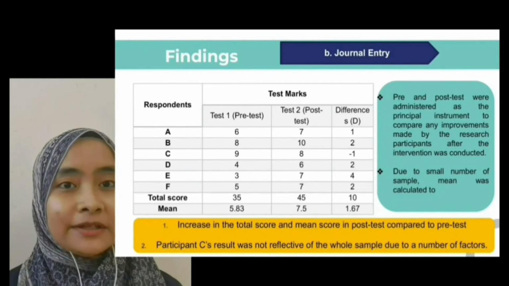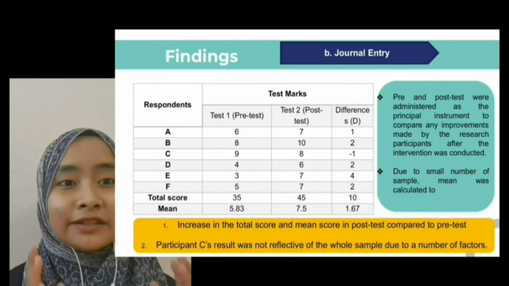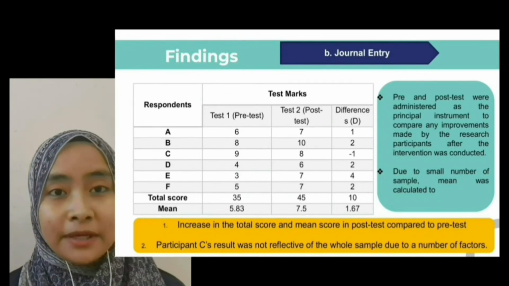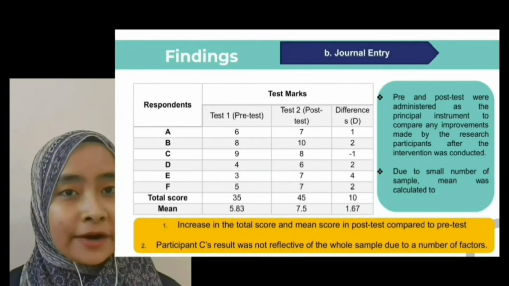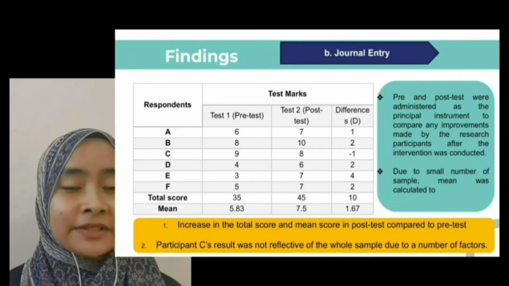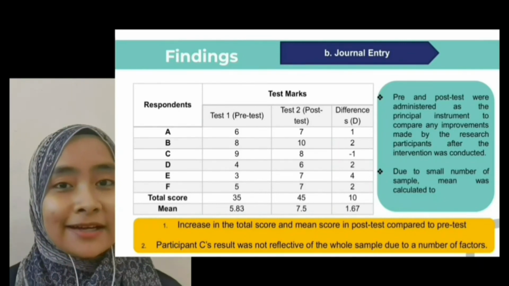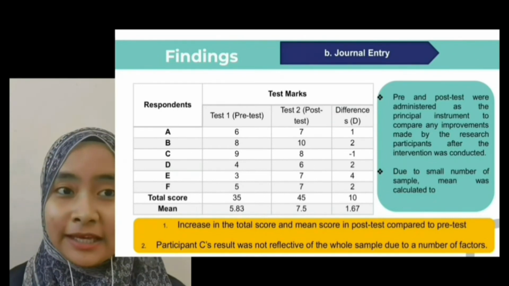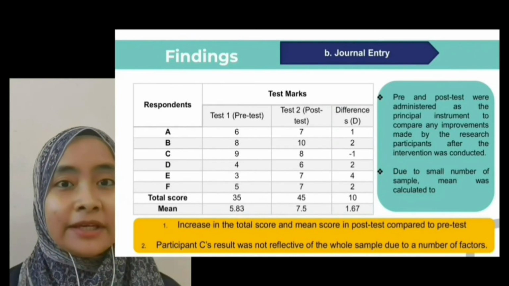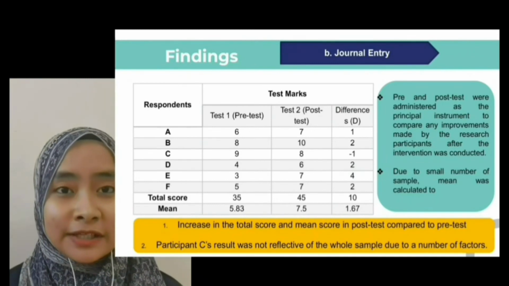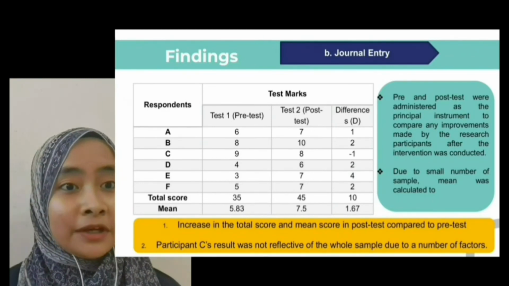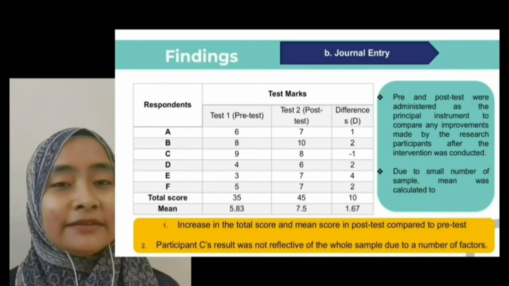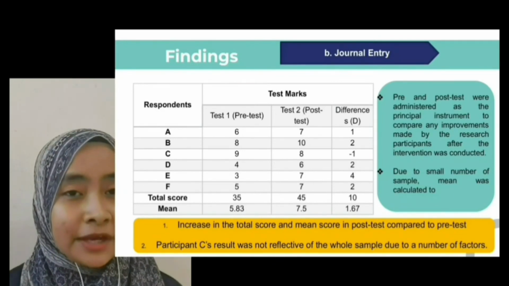In general, the participants showed improvements in the total score and the mean score of the post-test. Mean score was calculated to compare the improvement among the participants due to the small size of the research sample. Participant E achieved the highest jump in score despite his low proficiency in English because he paid attention and he was interested in the family tree chart intervention.